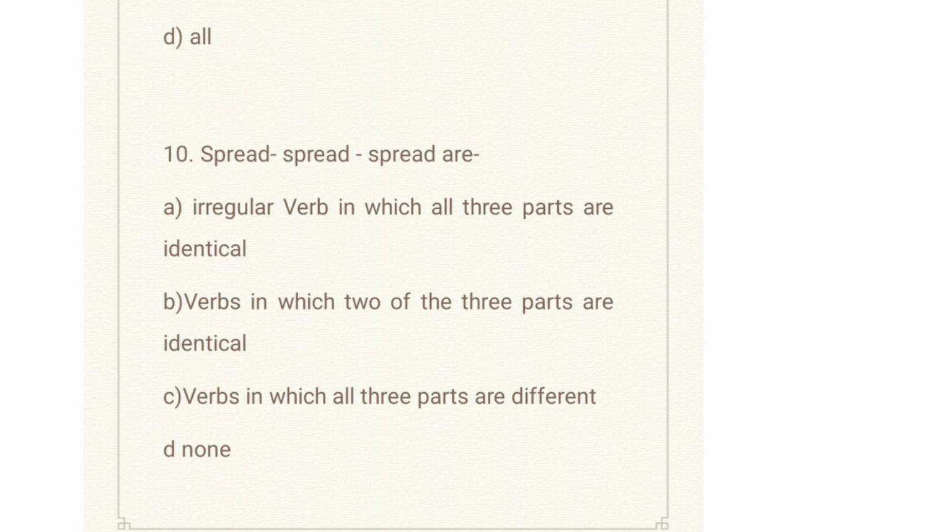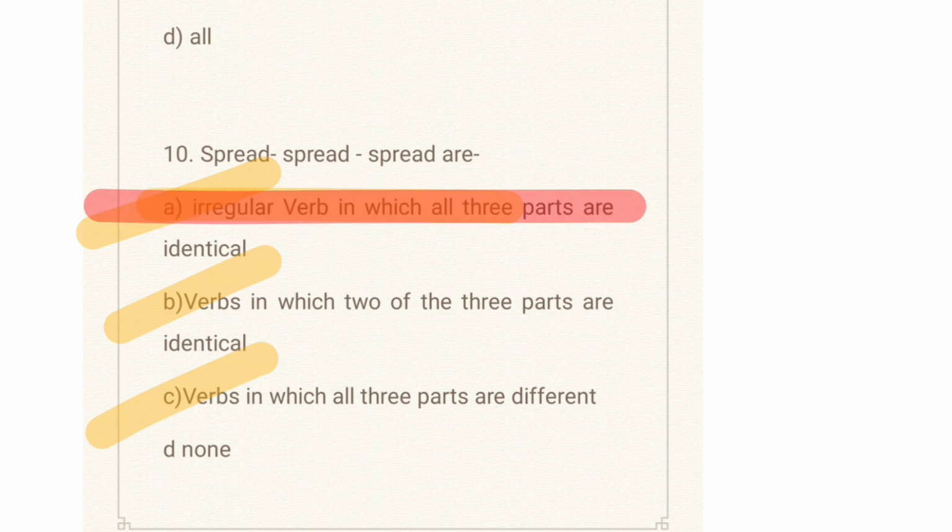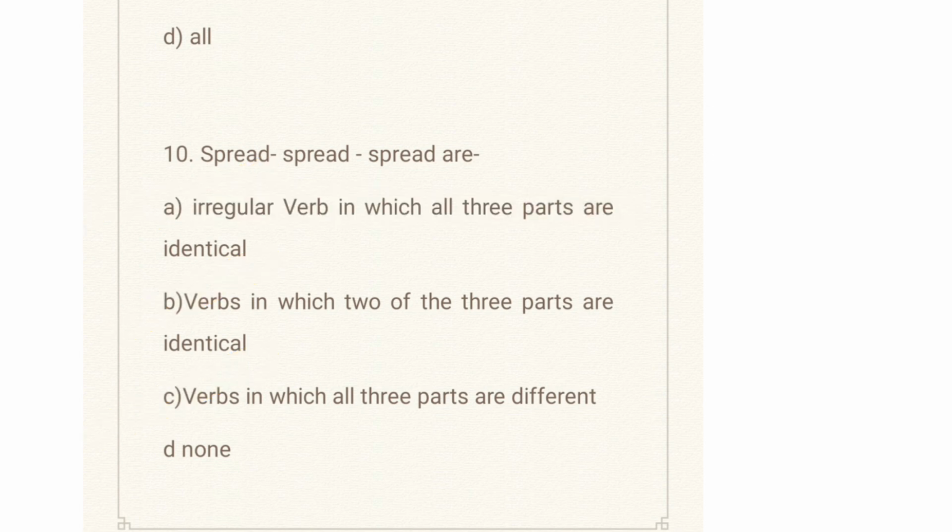Last question: spread. Which type of irregular verb is that? A, B and C. So what is the answer? A. Remember, these are irregular verbs in which all three parts are identical. You can see that all three parts are identical.